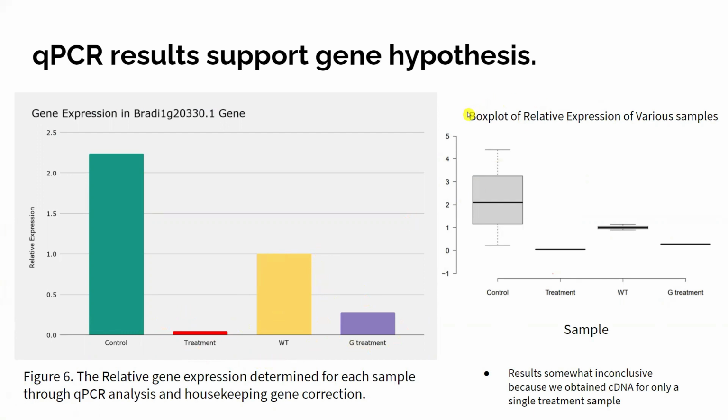In the box plot to the right, you're seeing the same information. You're seeing a wide range in the relative expression within the control samples. You're seeing just a single sample for the treatment and also a single sample for the G treatment as well. So our results are somewhat inconclusive because we obtained cDNA for only a single treatment sample, but these results do support our gene hypothesis that the caffeine decreased gene expression.